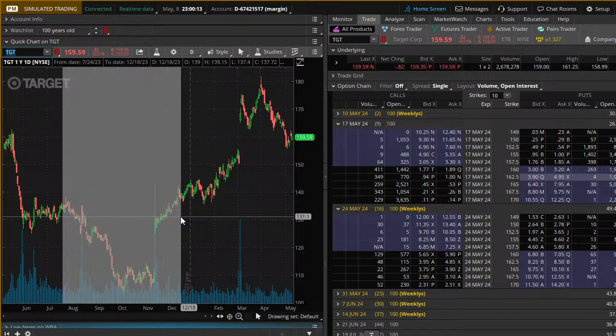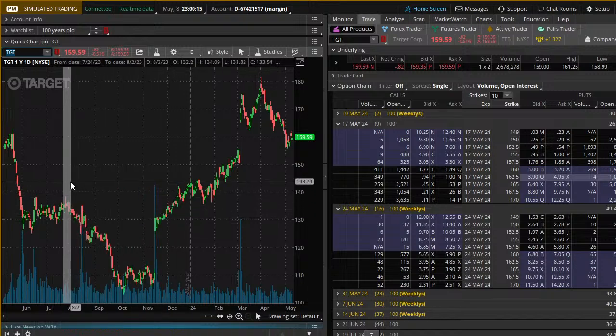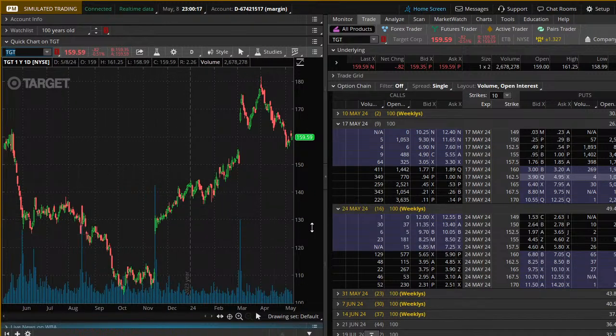Okay, this one we're looking at now. This one here, this is Target. This is a one-year chart for Target. Here's the high, here's the low, here's where it was a year ago, here's where it is now. The reason why I'm bringing up Target, I'm going to give you a perfect example. What do I do when the stocks go down? So what do I do when the stocks go down?